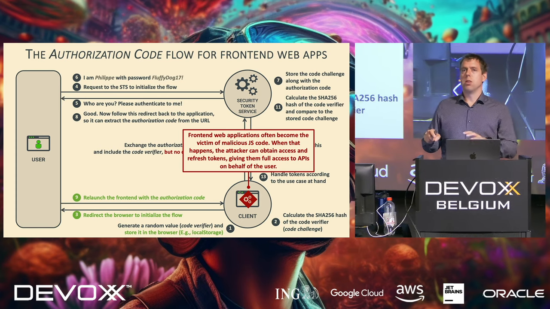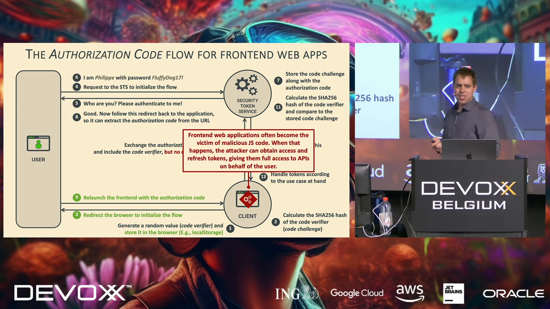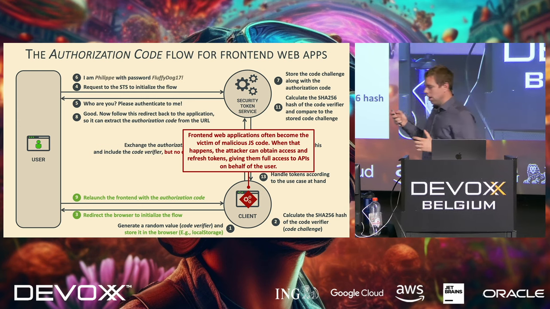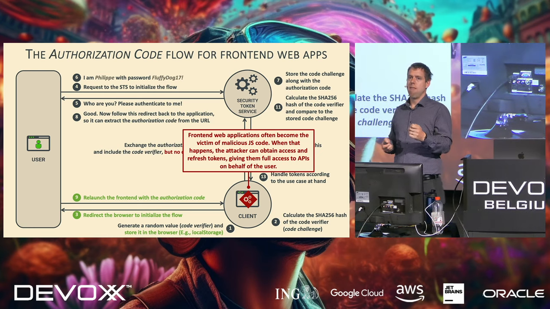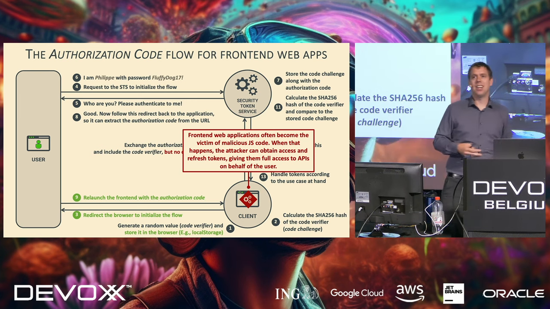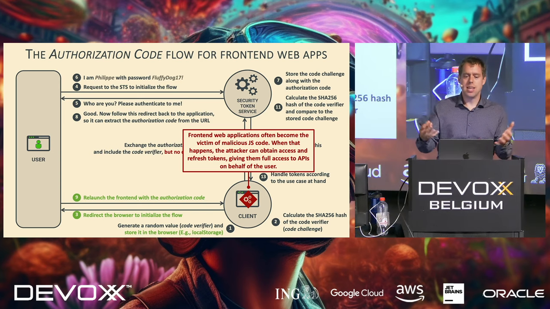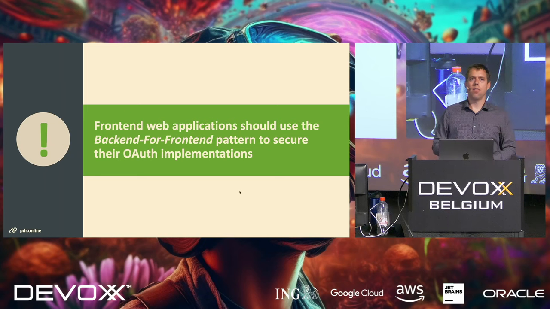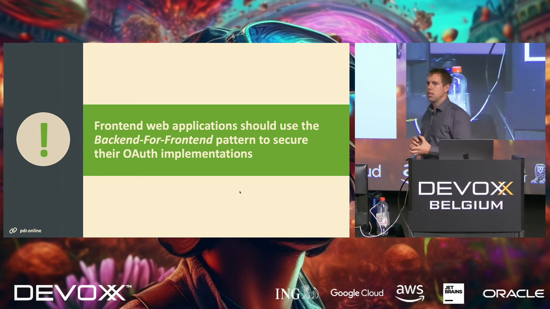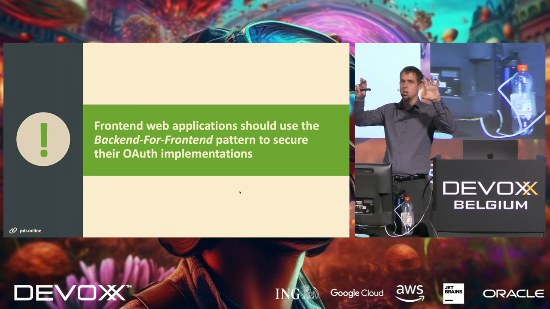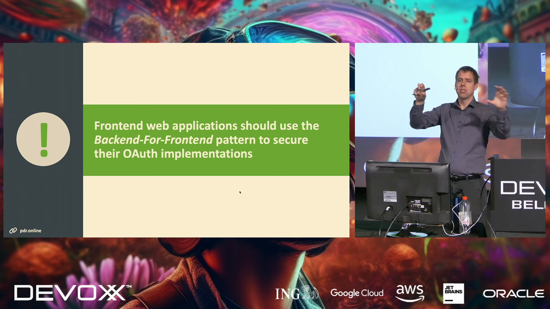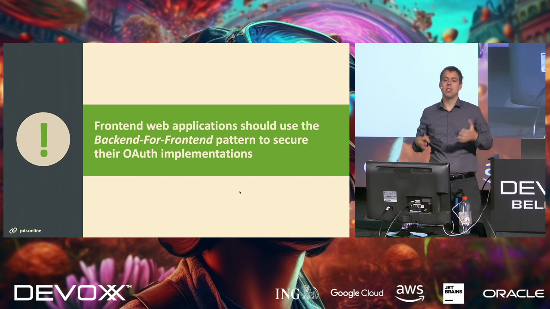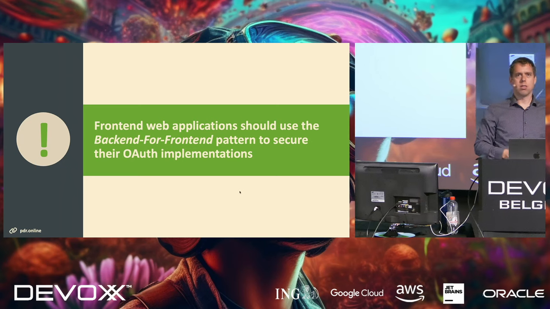I have zero time to talk about this in detail. That's not what this session is intended for. However, I can tell you the best practice. If you're building a security-sensitive front-end web application, which means anything else than your grandmother's recipe book, anything that handles personal data, anything that handles business data, you're supposed to use the backend for front-end pattern. Because the backend for front-end moves the OAuth handling to a backend component, where you use client authentication and all the best practices, and then just proxies requests for your front end. That's in a nutshell what the backend for front end does.